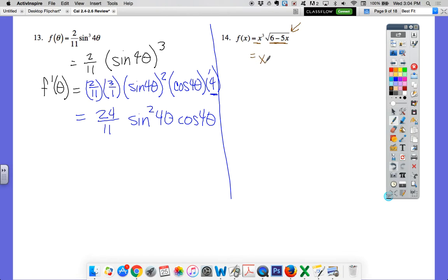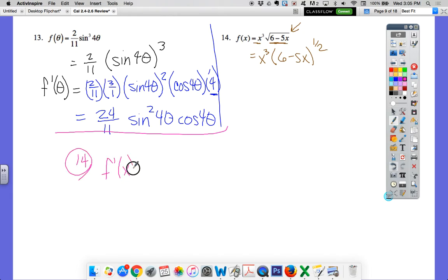So let's do x to the 3rd, and let's rewrite this thing with a fractional exponent. So we have a 1/2 power. Okay, so we're going to get a little bit of chain rule along with it. So we might need to write this down here so we have a little bit more space. I tell you what, let's do that. So we're going to put number 14 down here so we don't get squished.